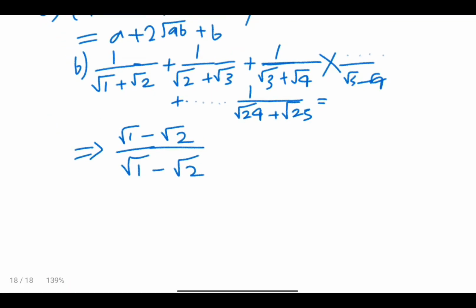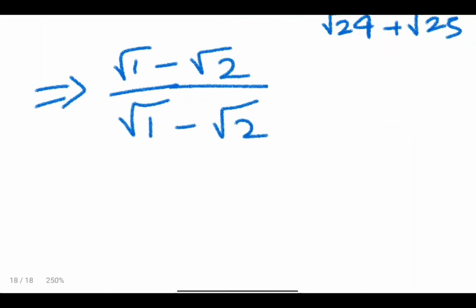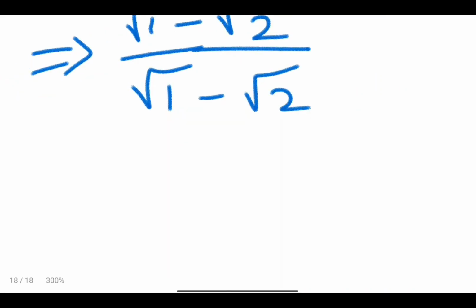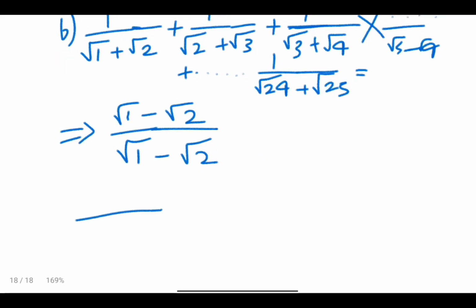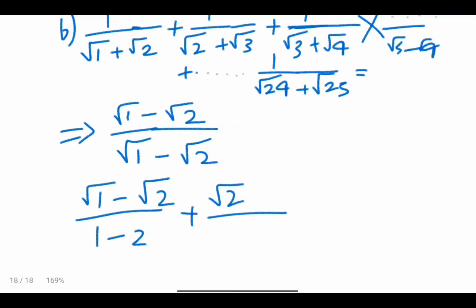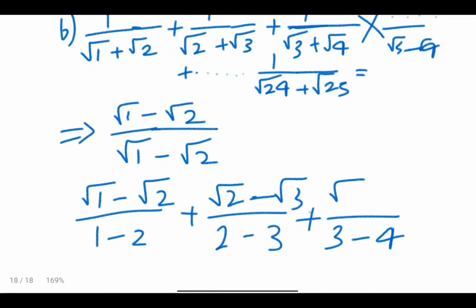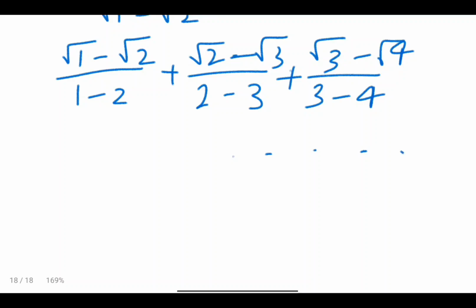So when we multiply, what do we get after that? For example, in this one we get root 1 minus root 2 and 1 minus 2. The next one will have root 2 minus root 3, 2 minus 3. Next one will be 3 minus 4, 3 minus root 4. And we will continue to the last term.